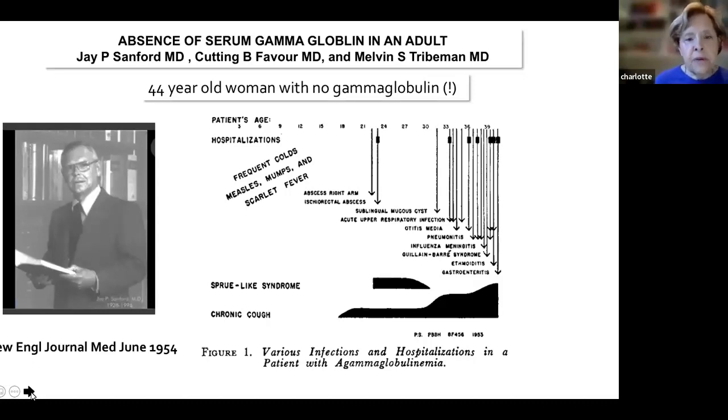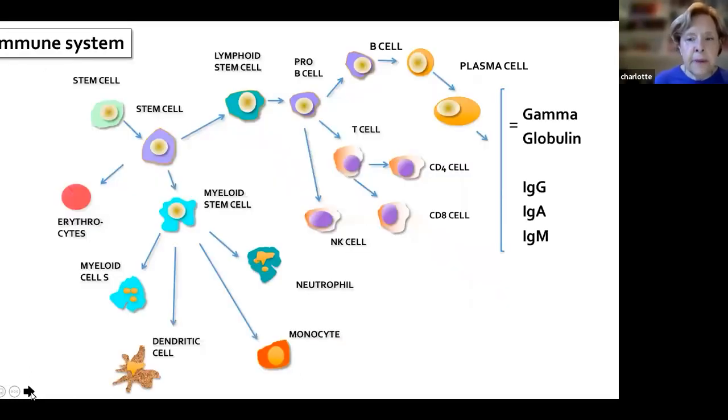Because after all, if you're 54, or 44 in her case, how was it that you got to be 44 with no gamma globulin? So this slide is kind of the massive picture of what the immune system looks like. And starting over on the left, you have the stem cells, which everyone, I guess, has heard about. They give rise to all the other types of lymphocytes and white blood cells that you have in your blood, and also to the red cells and also to the platelets.